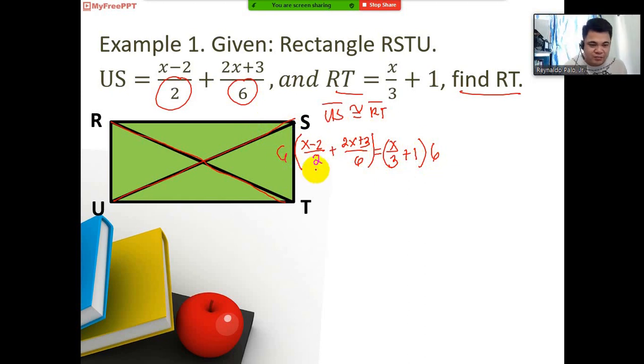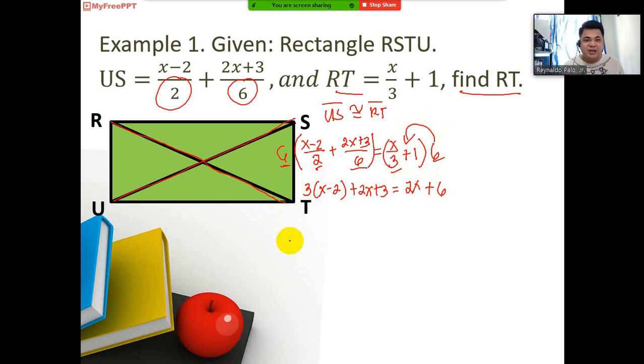6 divided by 2 is 3. Then 3 times (x minus 2). Then 6 divided by 6 is 1, times (2x plus 3), which is also 2x plus 3. Equals 6 divided by 3 is 2, times x. Then, since the denominator of the constant 1 is 1, we can just simply multiply: 6 times 1 is 6.